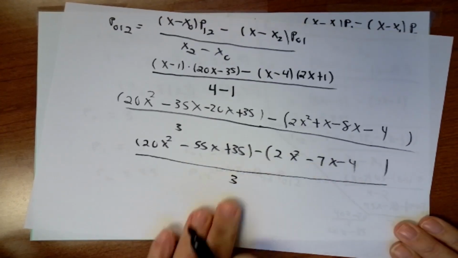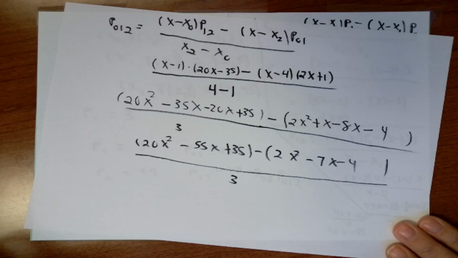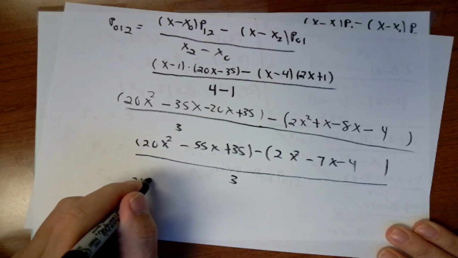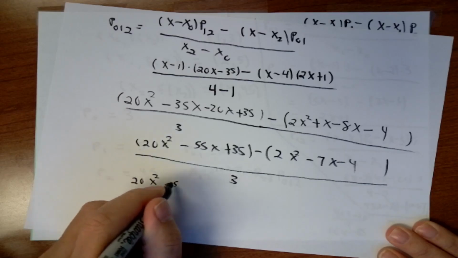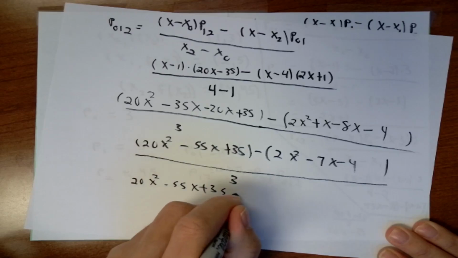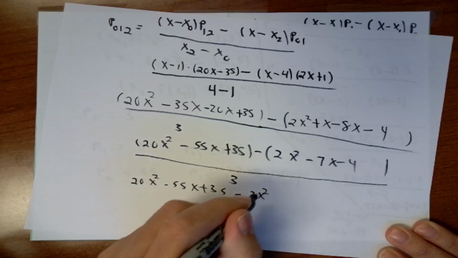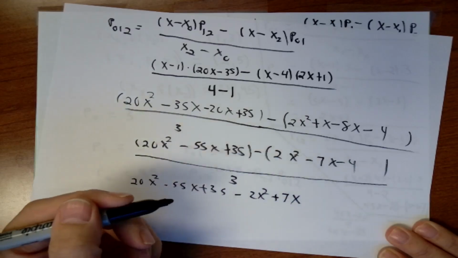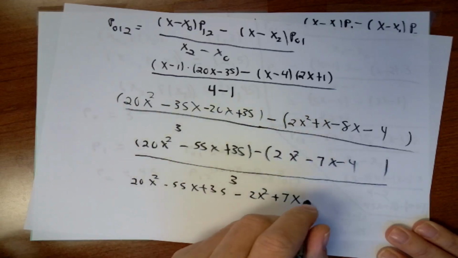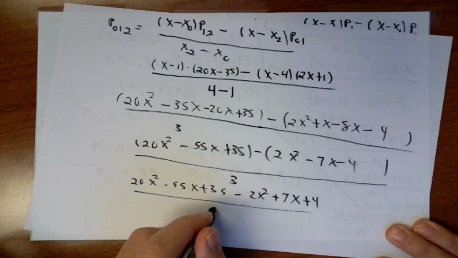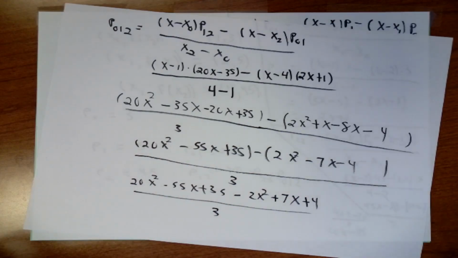I'm being careful about my grouping symbols and that negative sign. 20x squared minus 55x plus 35 minus 2x squared, minus minus is plus 7x, minus minus 4 is plus 4, over 3.